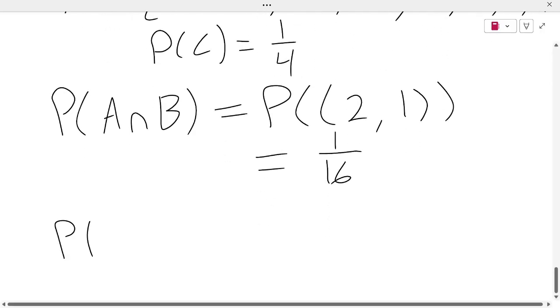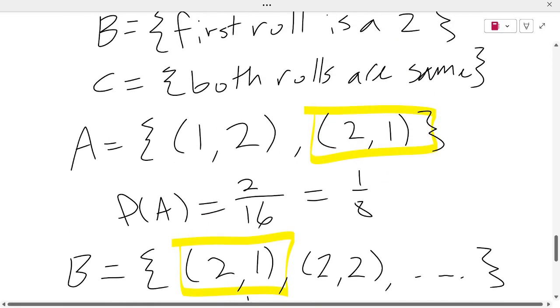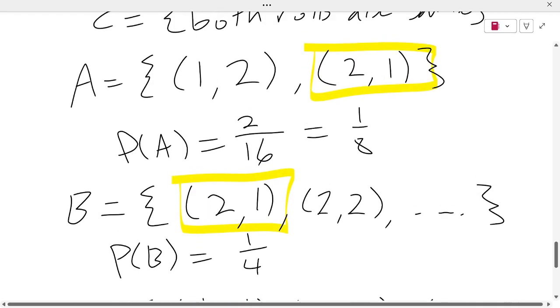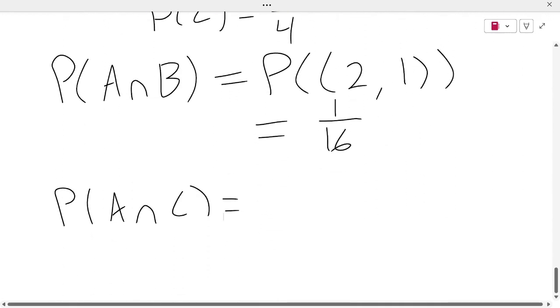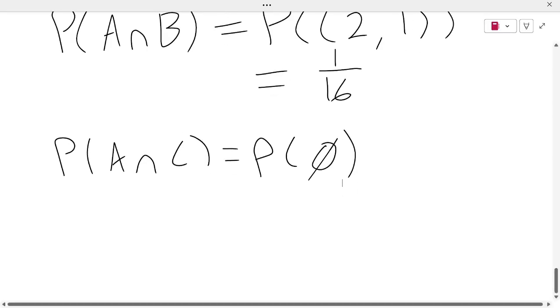Okay, let's do one more. We can look at the probability of A intersect C. Well, let's see what A is, right? A is 1, 2, or 2, 1. And C says we need both rolls to be the same. Okay, so what is their intersection? Their intersection is just the empty set. And here's another rule. I think there's a formal proof maybe in the book, or maybe that's left as an exercise. Either way, there's a formal proof to show that the probability of the empty set is 0.